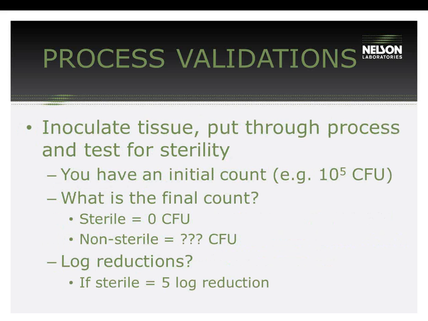Now, the next step up would be a situation where you are inoculating the tissue with specific microorganisms. So in this situation, you know what the initial count is, and you know the microorganisms that are on there, and you put it through the process and then test for sterility. Let's say you know what you started with, for example, 10 to the 5th CFU, and what is the final count? If you don't see any growth on those sterility test samples, then it's safe to assume that there were 0 CFU. But again, any growth that you see, you have no idea whether that was 1 or whatever quantity that may be. So again, in most cases, it is still difficult to determine a good log reduction.